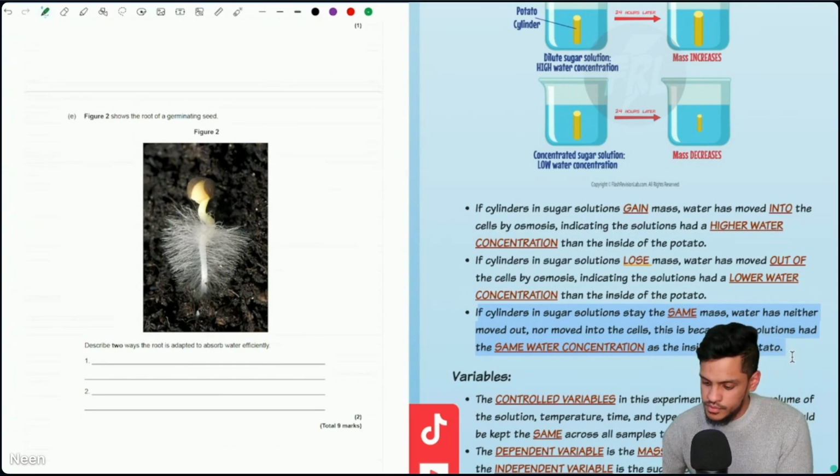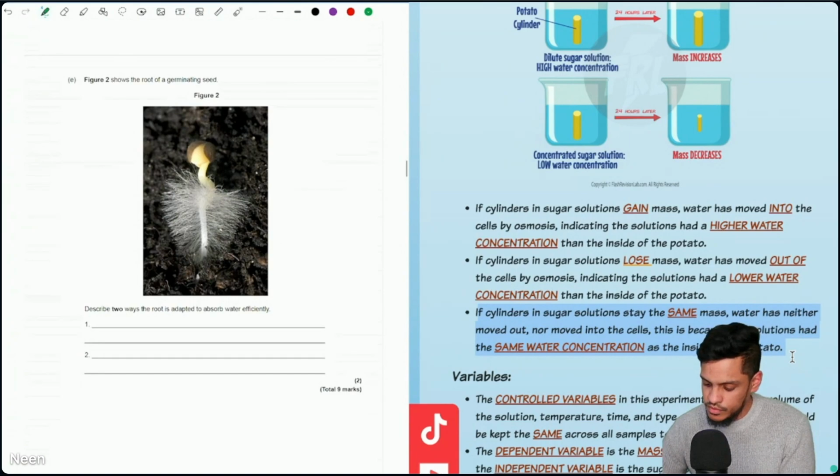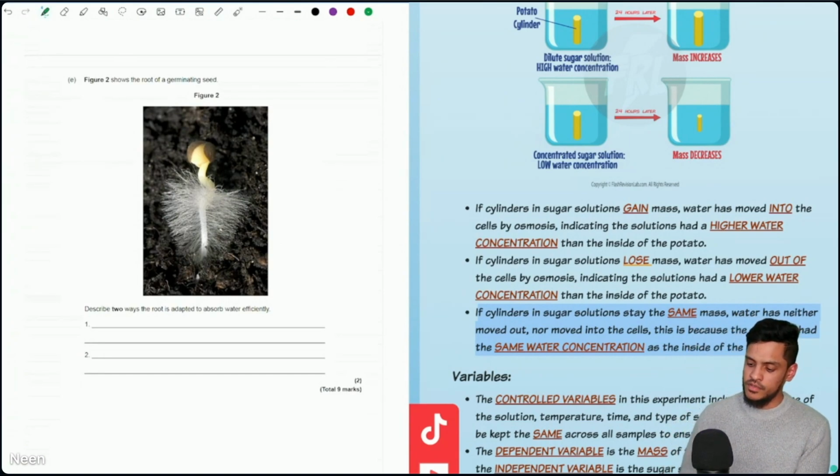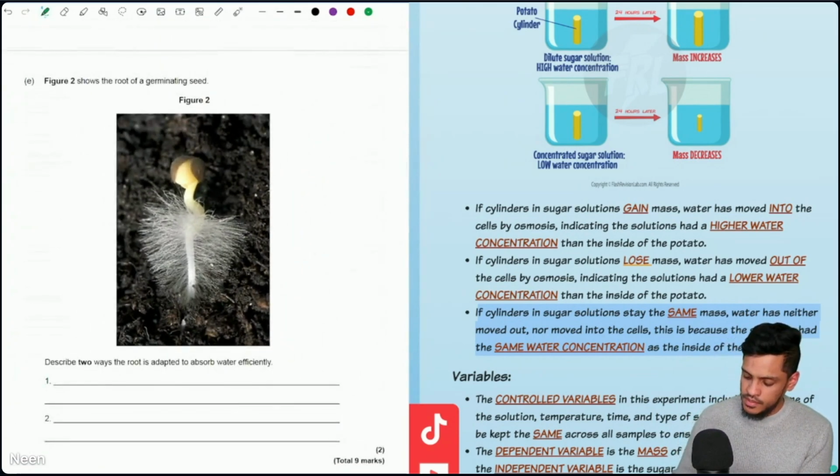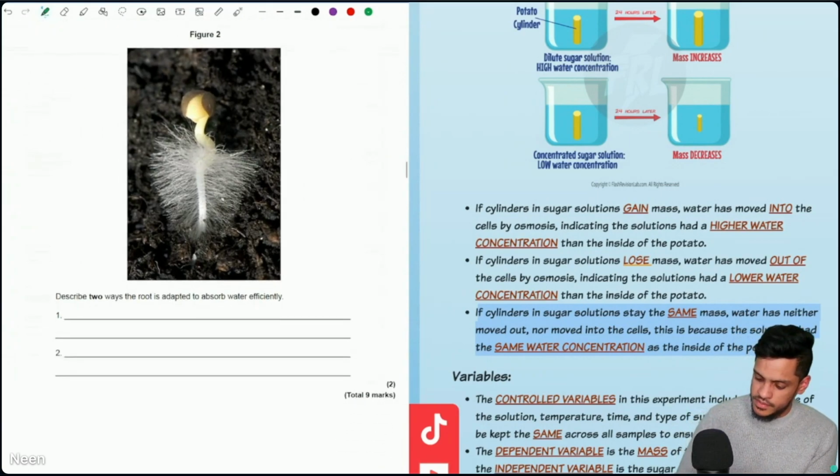Figure 2 shows the root of a germinating seed. Give 2 ways a root is adapted to absorb water efficiently. So you can see here there's loads of root hairs sticking out. So what that does is it increases the surface area. That comes under specialized cells.